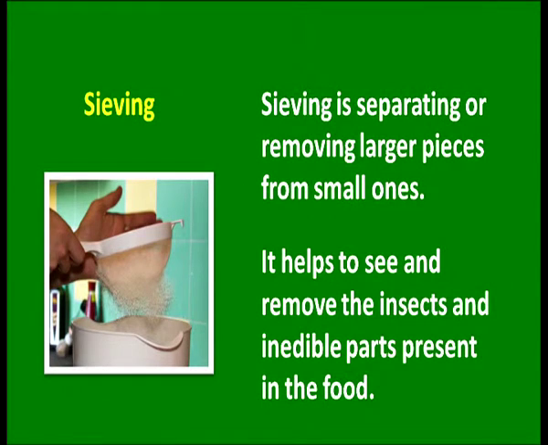Now the sieving. What is sieving? Basically, sieving is separating or removing the larger pieces from the small ones, but it is not only that, it helps to remove the insects or any inedible parts present in the food. So, whenever you are bringing any kind of flour from the market, whether it is rava or suji, whether it is wheat flour, you tend to sieve it. It makes the flour fluffy also.